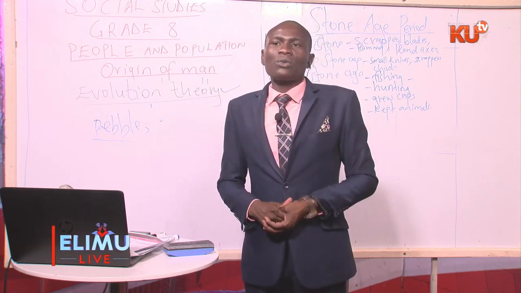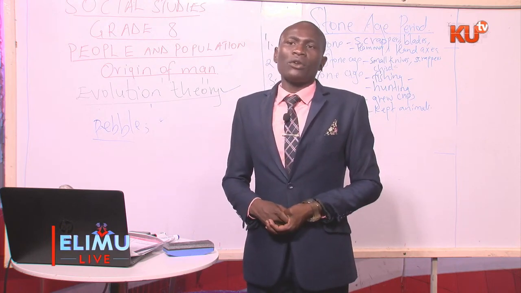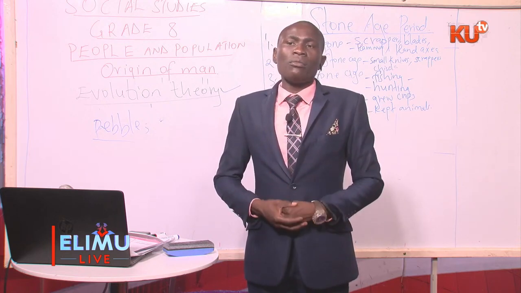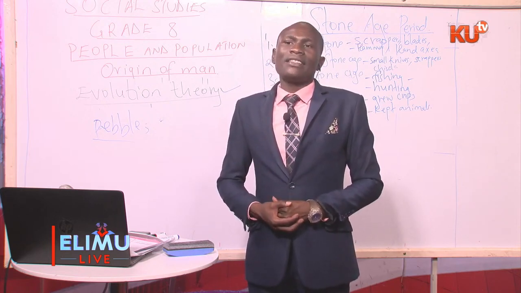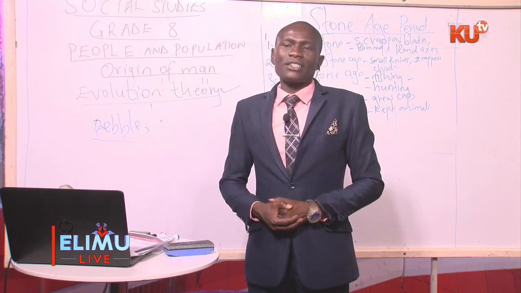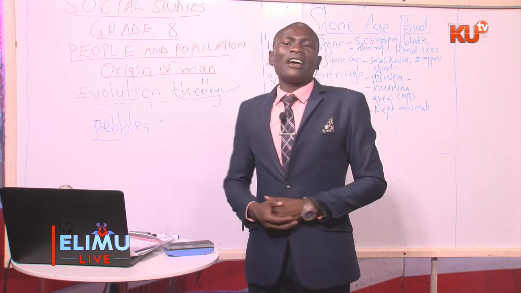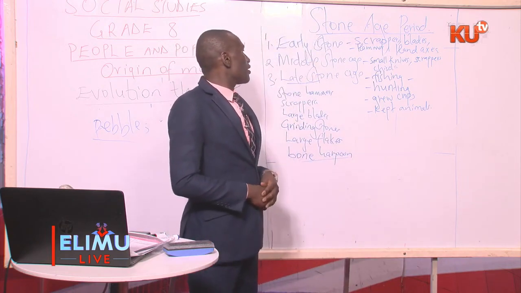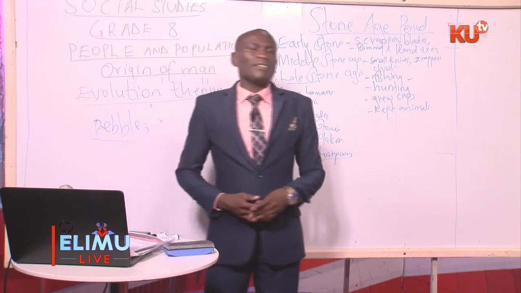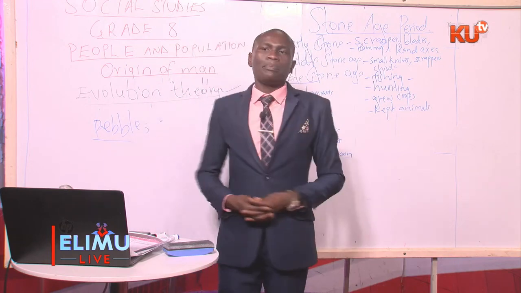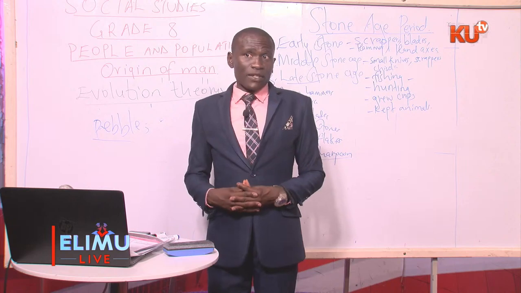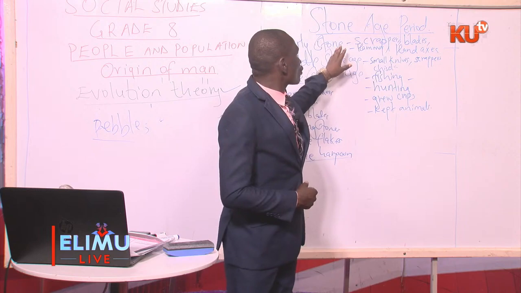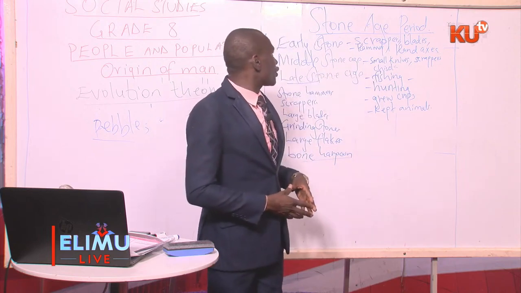We also went on and looked at what we call the Stone Age period, the period through which human beings made tools from stones. We said that there are 3 stages of the Stone Age period, and as you can see, they are still on the screen. We looked at the early Stone Age period, the middle Stone Age period, and the late Stone Age period.